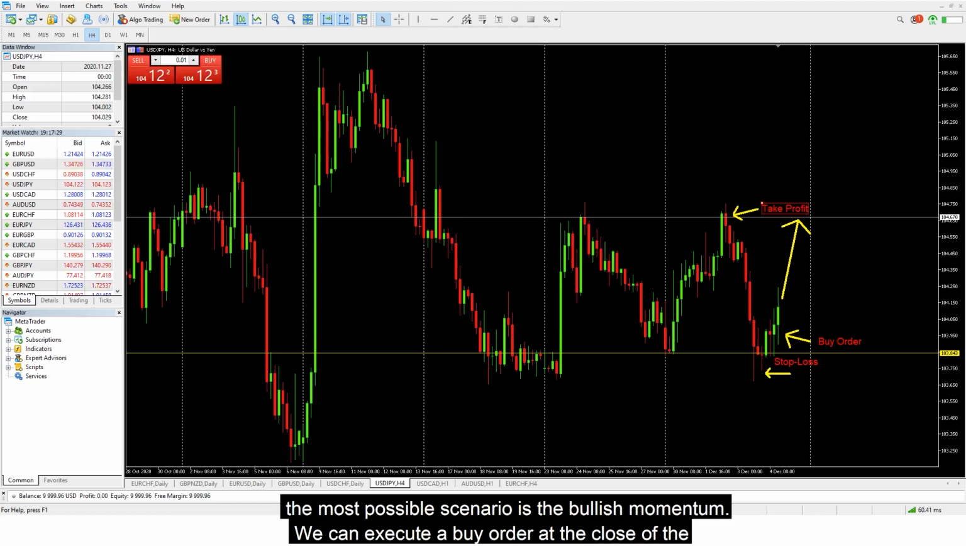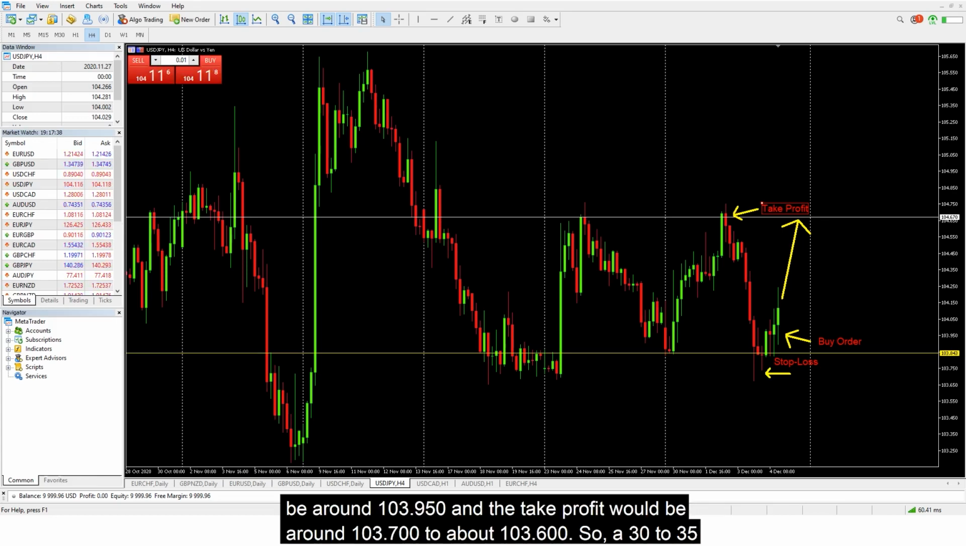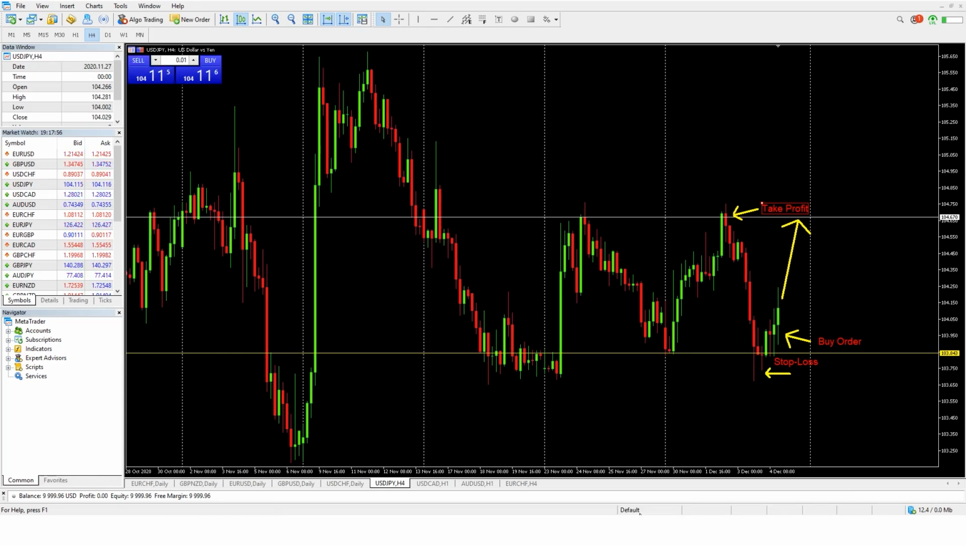We can execute a buy order at the close of the bullish candle at the bottoms of the double bottom pattern. Now, the entry price on the bottoms would be around 103.950, and the stop loss would be around 103.700 to about 103.600. So a 30 to 35 pip stop loss because of the wick of the candle near the support zone, which can get tested again.